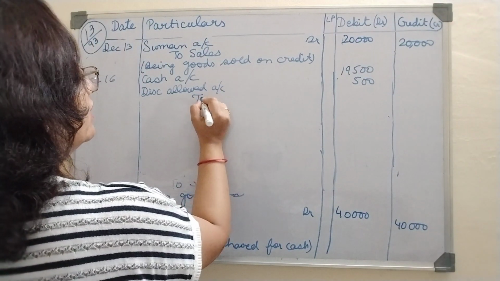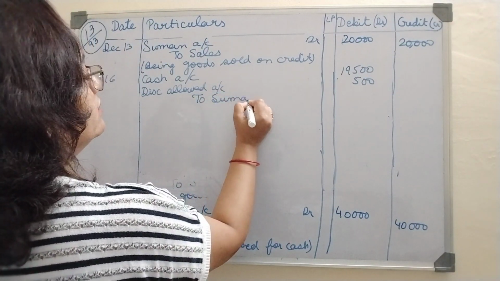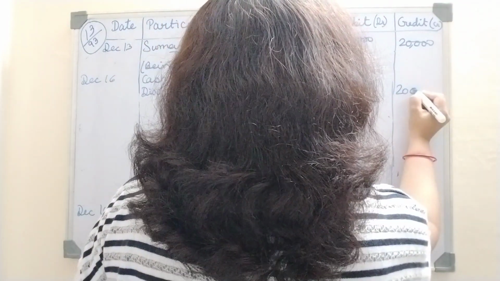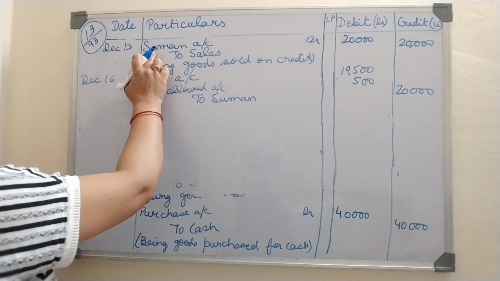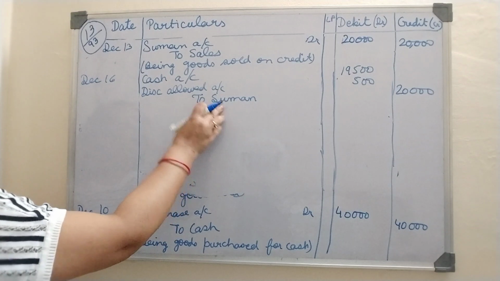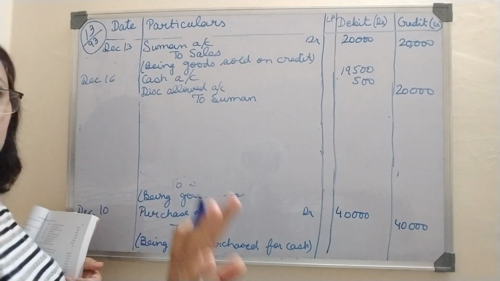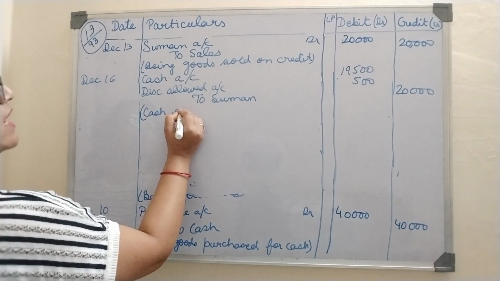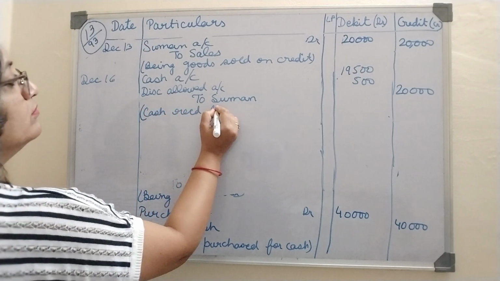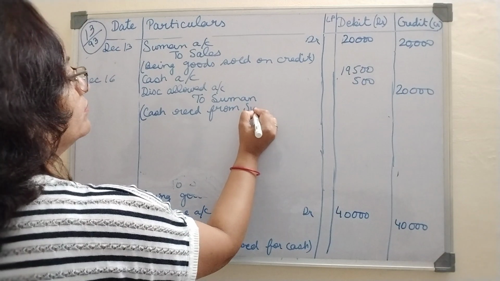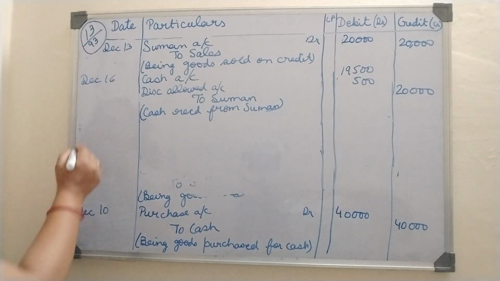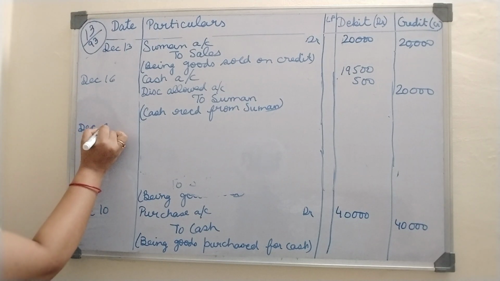And over here we are crediting Suman. So we are making it 0. Right? 20,000. Are you seeing? Suman was debit over here. Now she is credited. So it means whole money account is cleared. Cash received from Suman. Okay. Now next is December 20.